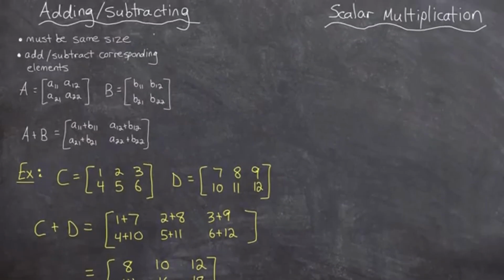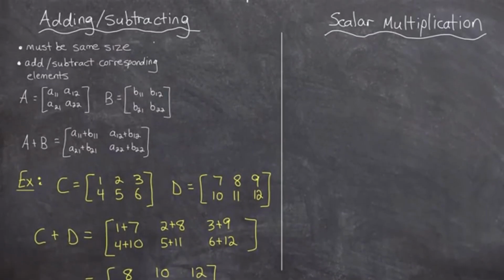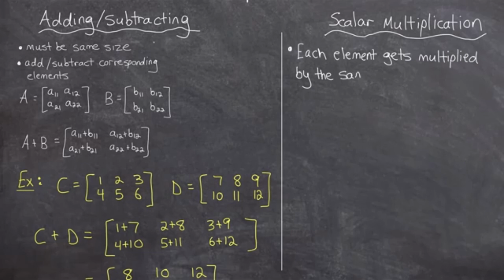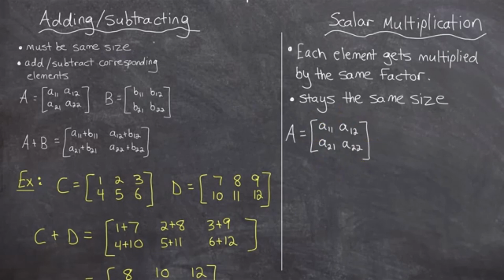Let's now move on to scalar multiplication. For scalar multiplication, each element of the matrix gets multiplied by the same factor. And when doing this, the matrix stays the same size. So if we have some matrix, matrix A, I could multiply that matrix A by some scalar, I'll call that scalar K, to get the elements that go inside of that matrix. I would just multiply all of the elements of matrix A by the scalar K.